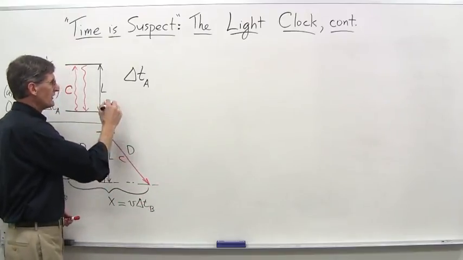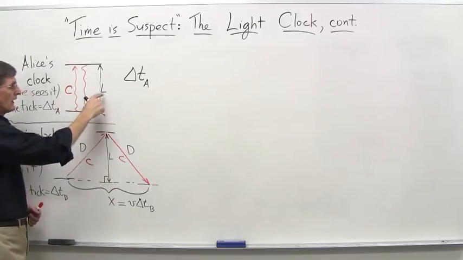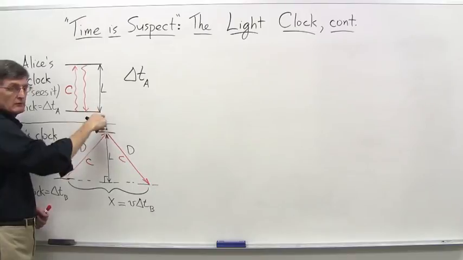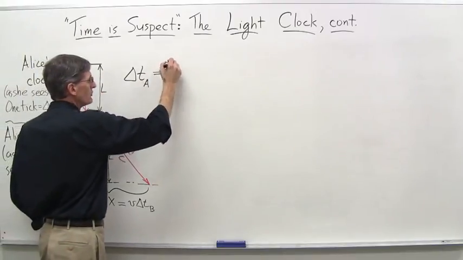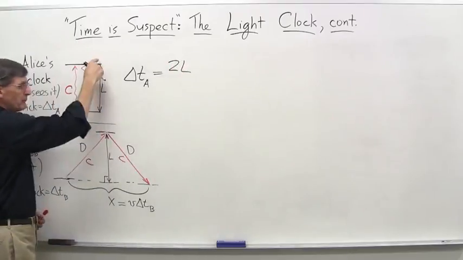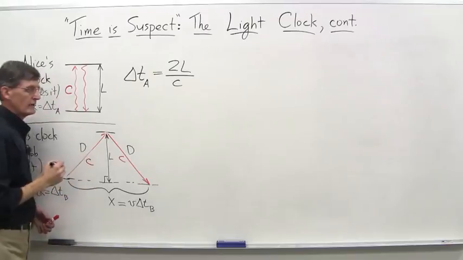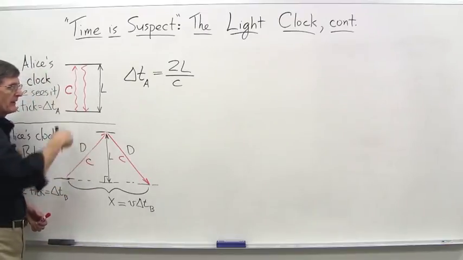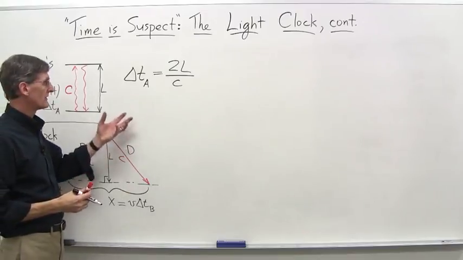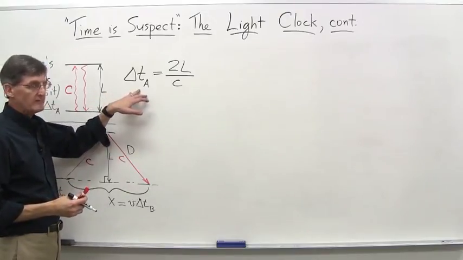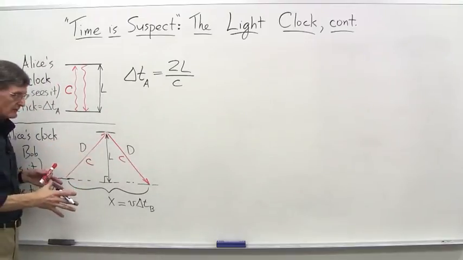So delta T sub A then is going to be the round trip distance, and we're going to call this distance L from the bottom mirror to the top mirror. So it's just going to be 2 times L, L up and L back down again. L plus L is 2L divided by the speed of light c. That's how fast it's traveling up and then back down again. So that's an equation we're actually going to use a little later on here: delta T sub A is 2L over c. Now let's look at Bob's perspective again.